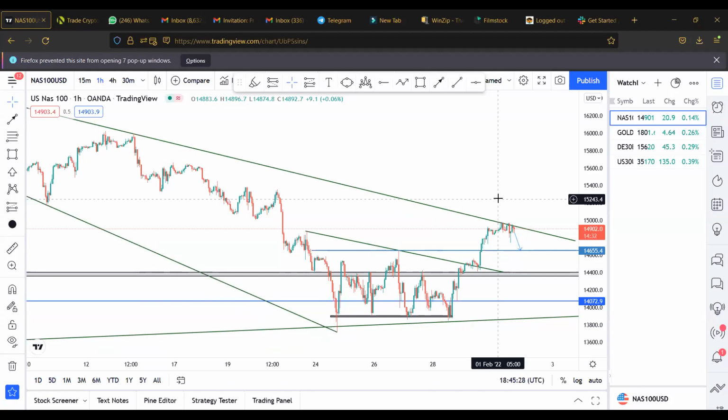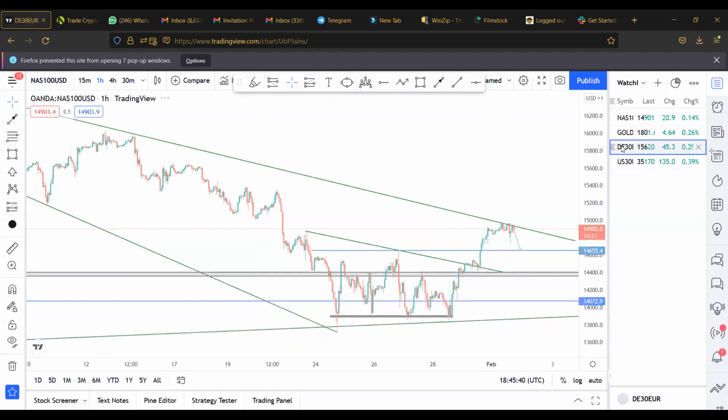Which indices can you trade? There's a lot of indices here. We can have the Nasdaq 100. You need to use NAS 100 USD, and then what is this? Dollar, euro, and then the other one is US.